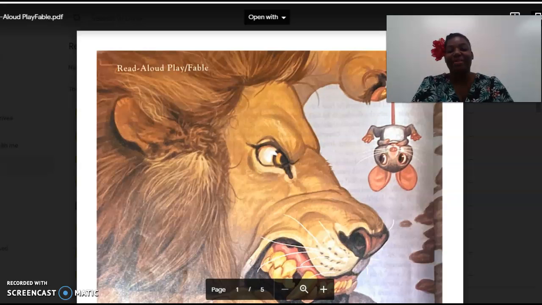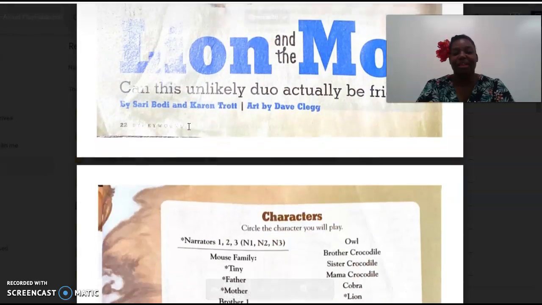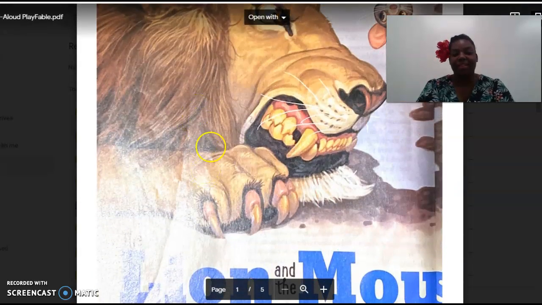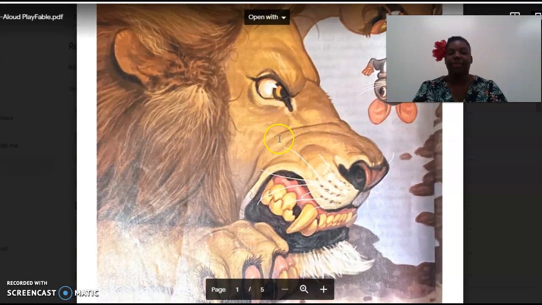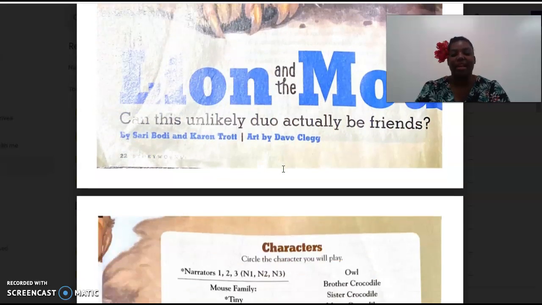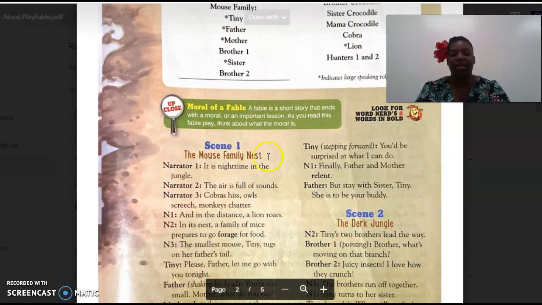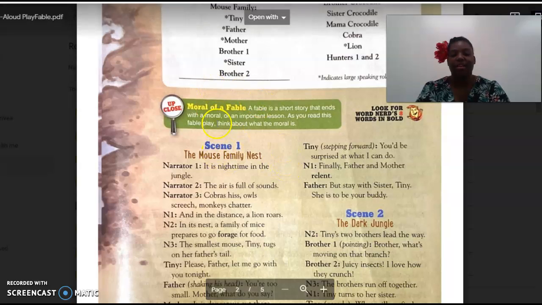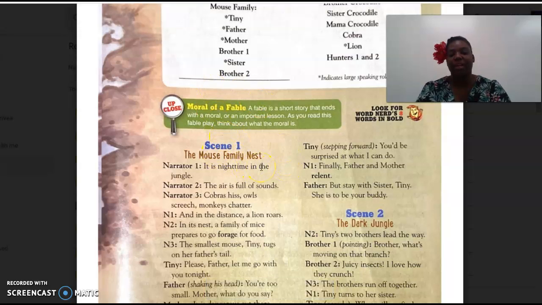Okay, so we are now going to apply the plot structure to this story that we read yesterday, The Lion and the Mouse. We know our main characters are these two. So in the beginning, in our exposition, we're introduced to Mouse and her family, and throughout we're later introduced to Lion. Our setting that we saw under each scene, we can also put in the exposition.